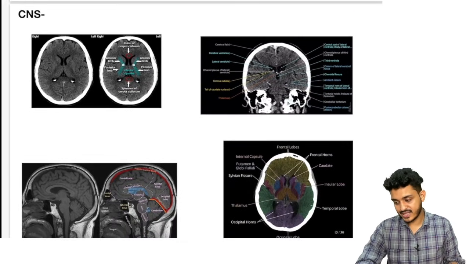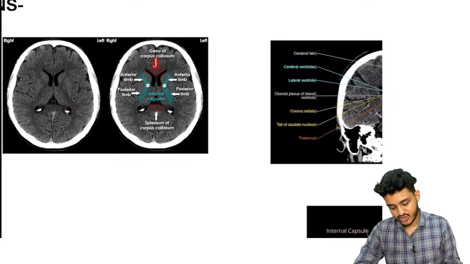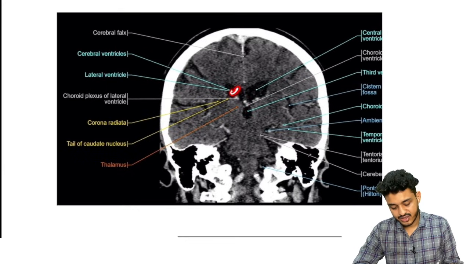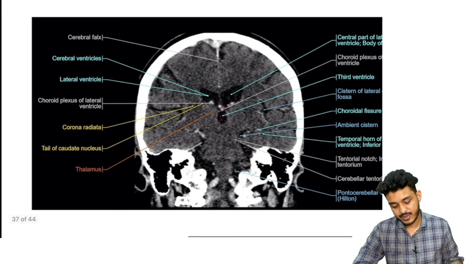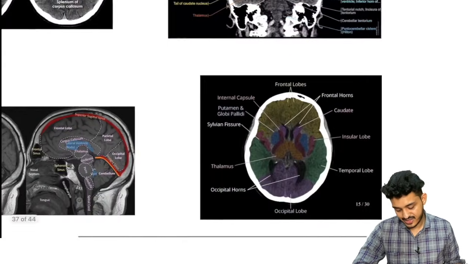Then we have got CNS. In the CNS we have got this particular thing. This is going to be genu. This is going to be your anterior limb, posterior limb. This is going to be your internal capsule that we are having, right? The same thing you can appreciate. These are your lateral ventricles. This is going to be your third ventricle. Here you will be having cisterns present, right? This is going to be the basic thing we are having.